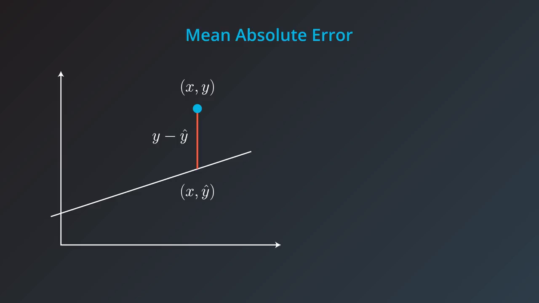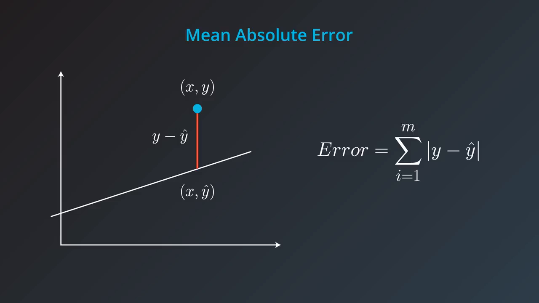Notice that this is not the actual distance to the line since this would be a perpendicular segment, but is the vertical distance from the point to the line, which is the distance between the point and its prediction. Now our total error is going to be the sum of all these distances for all the points in our data set. And sometimes we'll use this as our error.